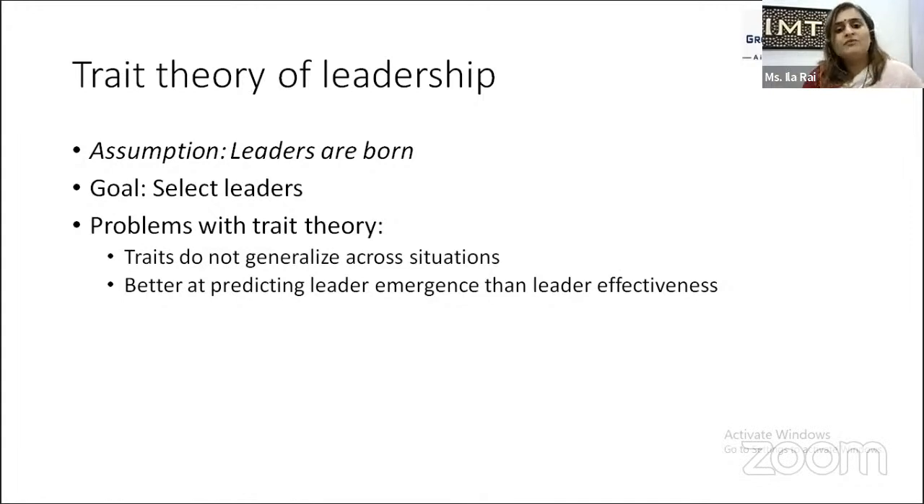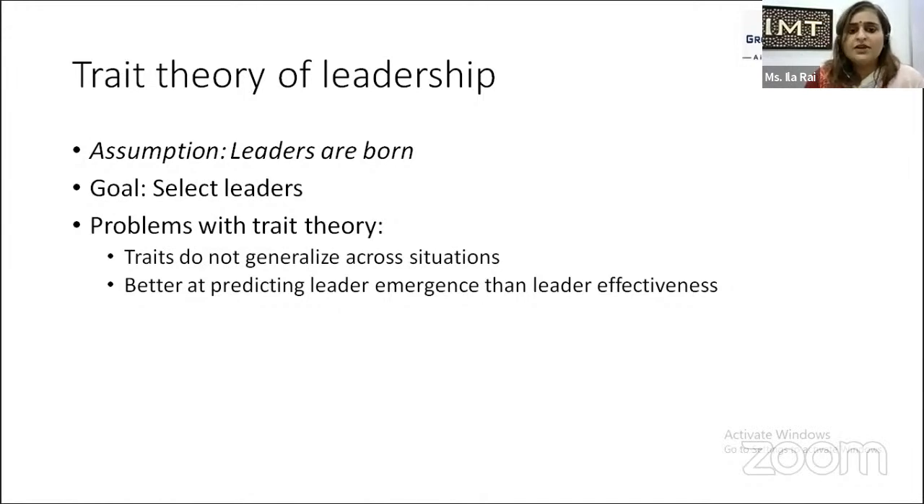Now, what is the problem with trait theory? There are two basic problems with trait theory. First, you cannot generalize across situations. If, for example, I do not have some physical attribute of a leader, that does not mean that I cannot become a good leader. This is what essentially makes trait theory of leadership a drawback. It says that if you do not have certain traits, you cannot become a leader, but you cannot generalize this to everybody possible.